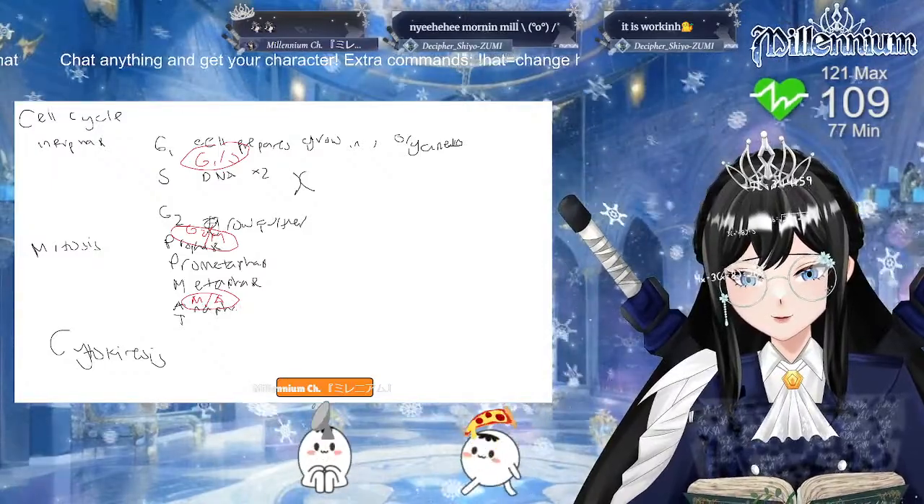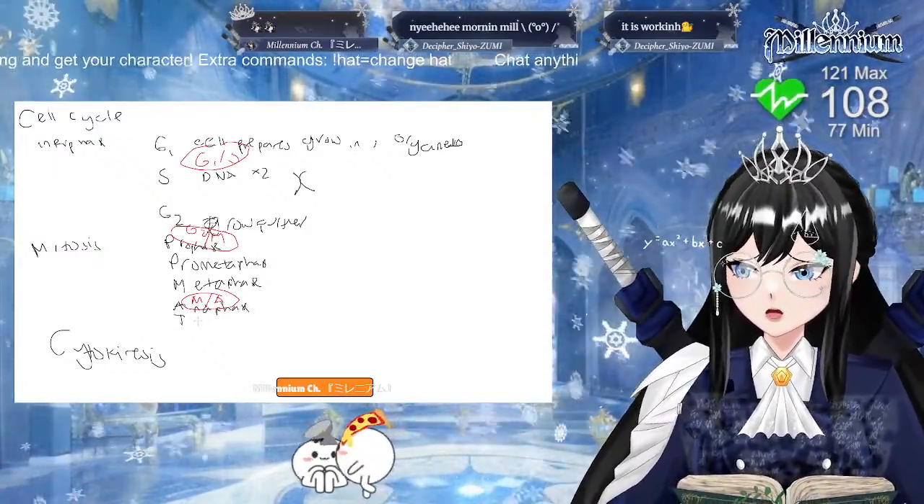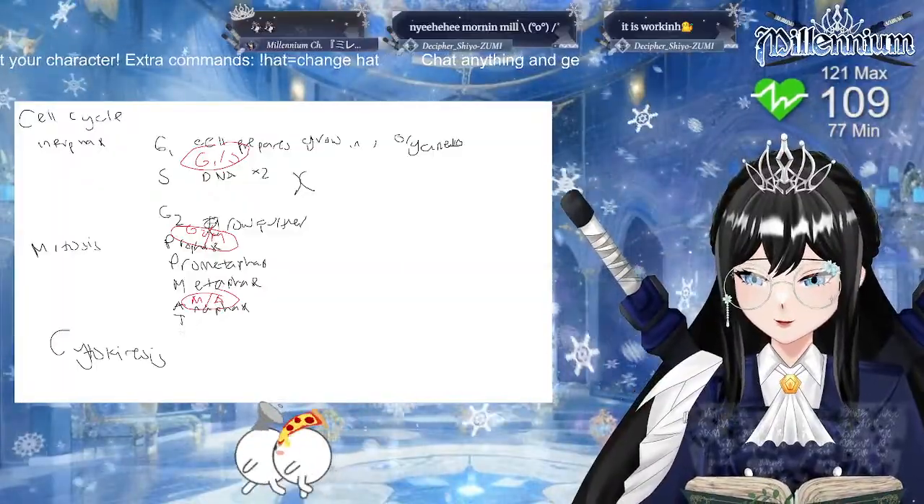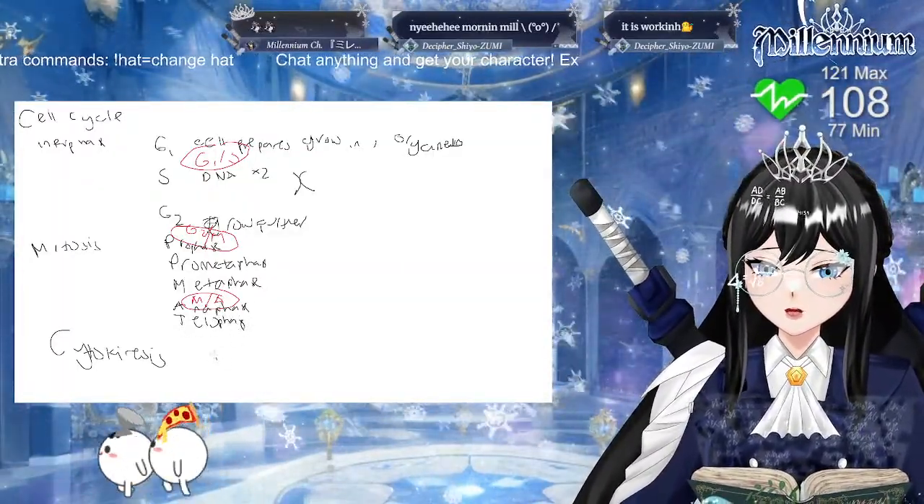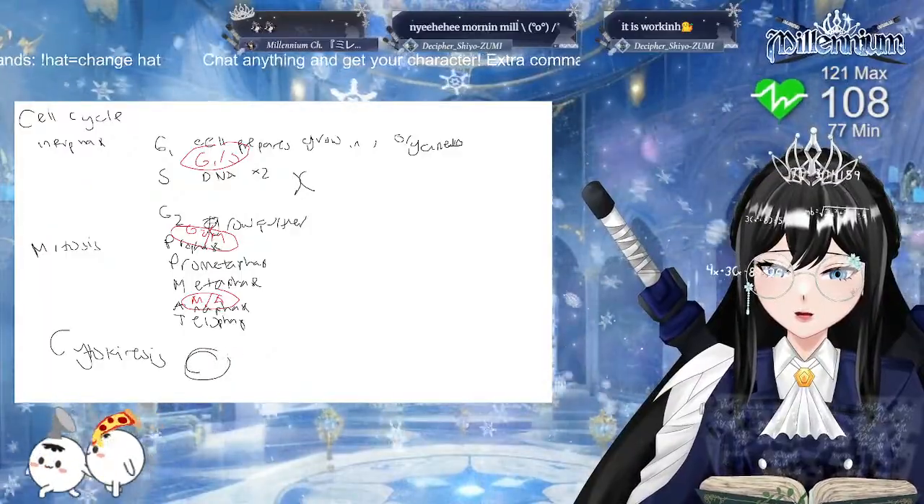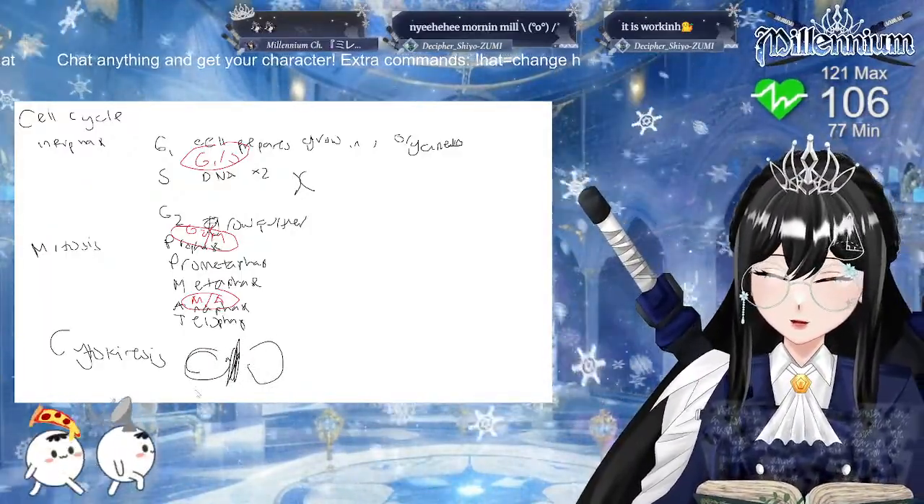Anaphase, they split up. Telophase is when the nuclear envelope would start to reform. Telophase is starting to split up, plus the actual cell itself. Cytokinesis is when it's really, really splitting up.